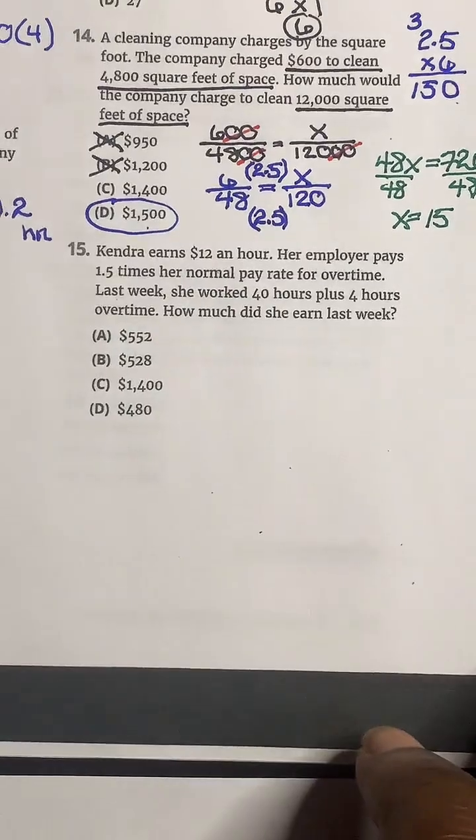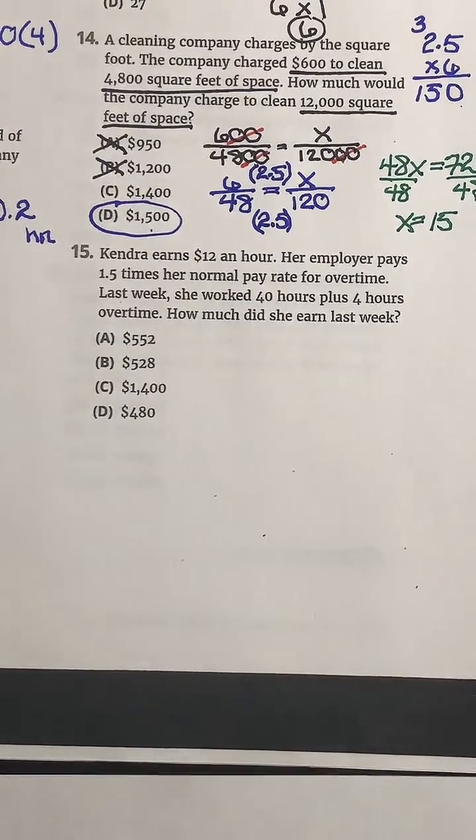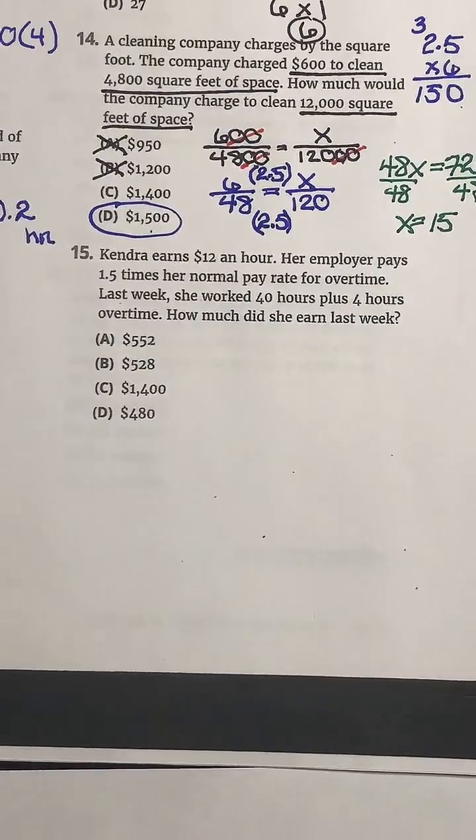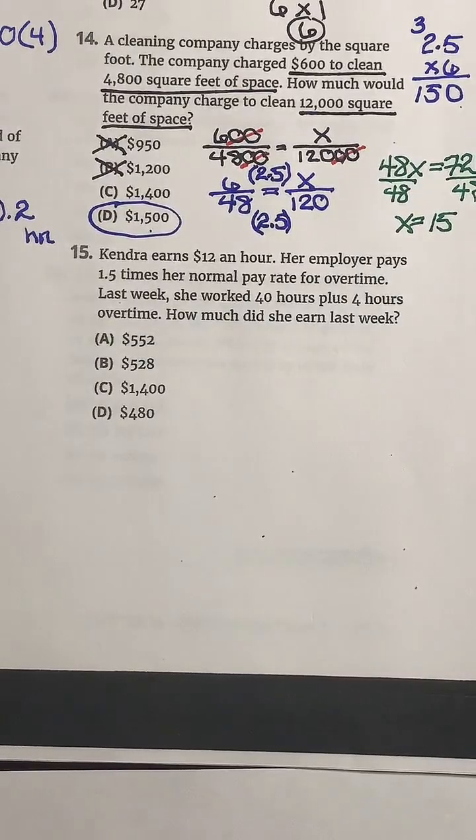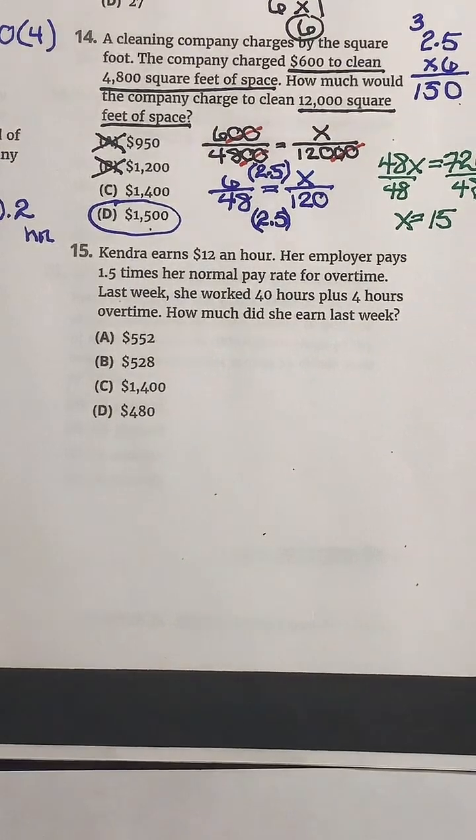So we have Kendra. Kendra earns $12 an hour. Her employer pays 1.5 times her normal pay for overtime. Last week, she worked 40 hours plus 4 hours overtime. How much did she earn last week?